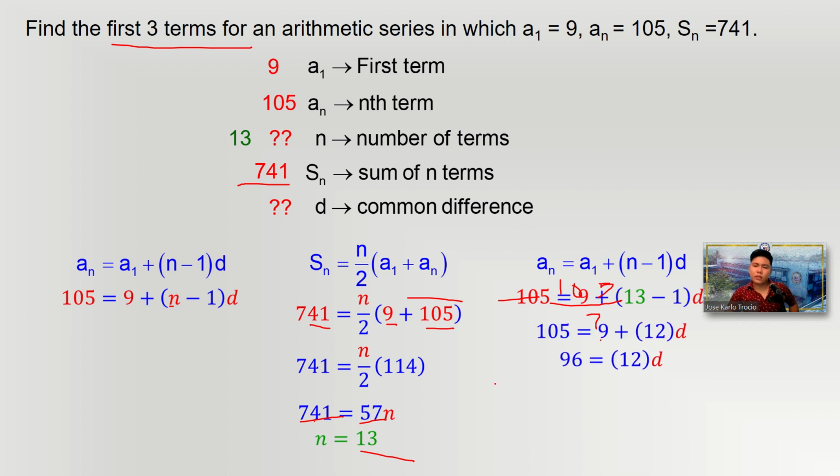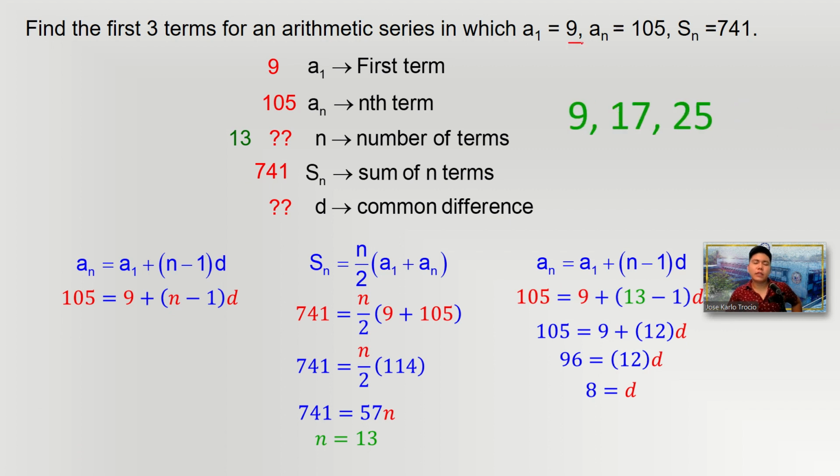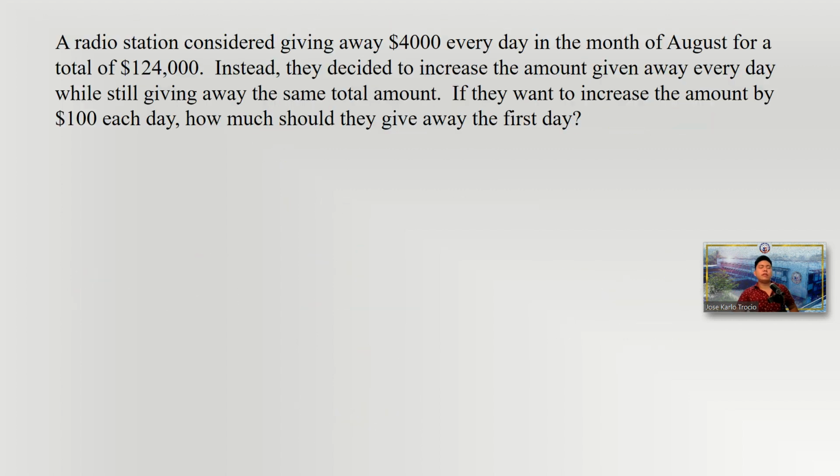We can now substitute it in the original equation. Therefore, the difference is 8. Let me erase the ink so that you can see the process. We can now follow. We have first term 9, the second term 9 plus 8, that is 17. 17 plus 8 is 25. That's it.